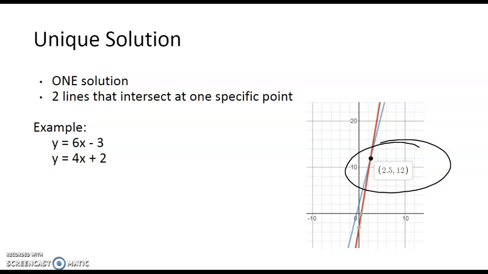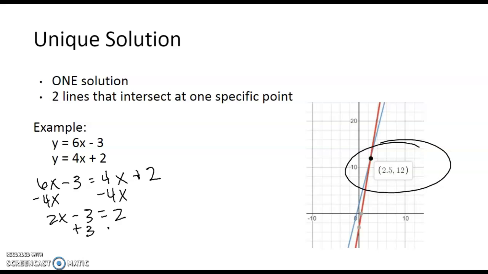We can also solve this using one of our other methods like substitution or elimination. So let's try substitution for this one. I'm going to plug in 6x minus 3 for my y value down here. So I get 6x minus 3 equals 4x plus 2. I can subtract 4x from both sides: 2x minus 3 equals 2. If I add 3 to both sides, I get that 2x equals 5, and I can see that x equals 2.5.